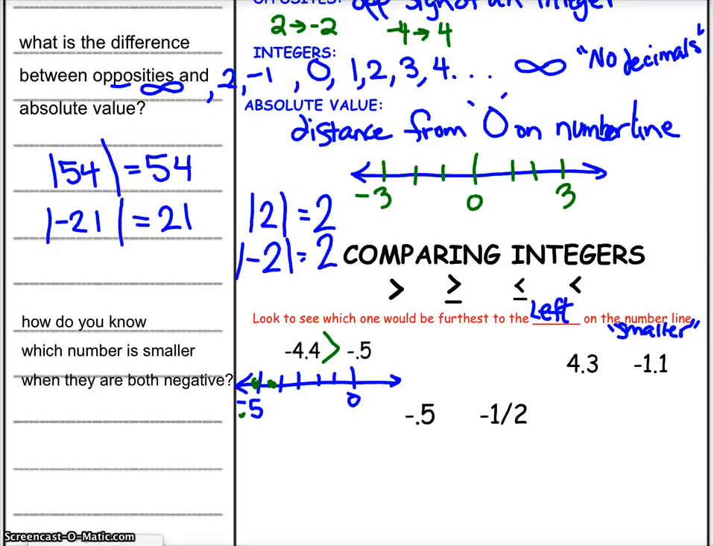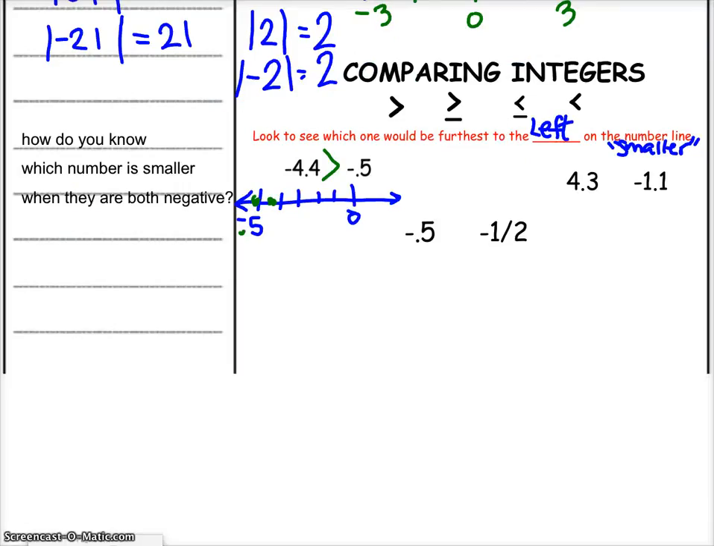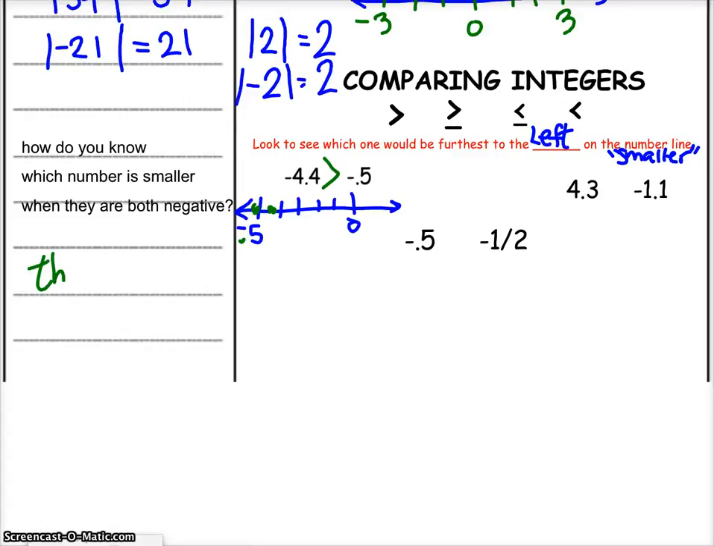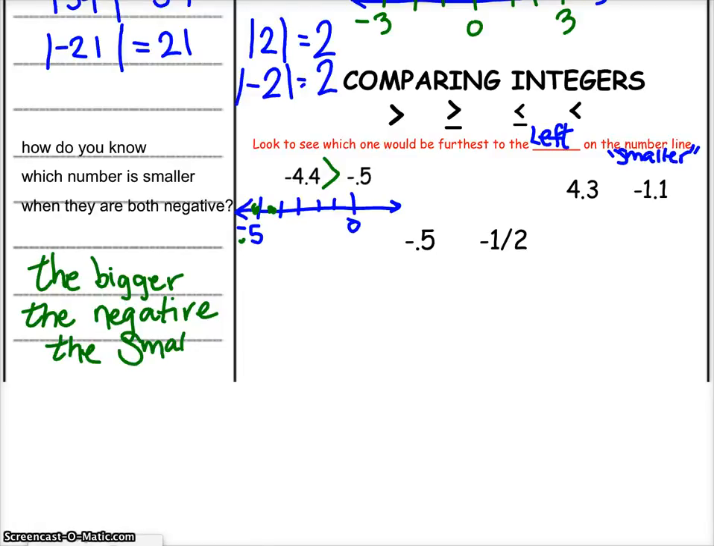Here's how I tell my kids to do it and how you'll hear me say it a bunch. Write this down: the bigger the negative, the smaller it is. One of the most important 7th grade standards is being able to identify that if a number is a bigger negative, it's a smaller number. I'm going to give you a second to write that down.